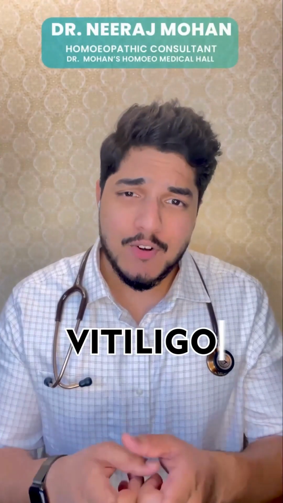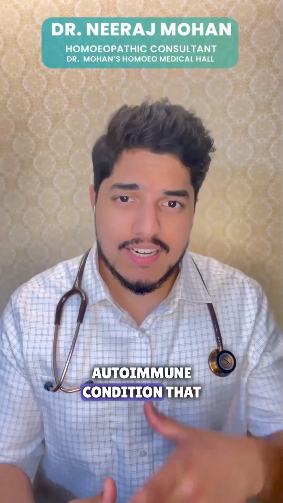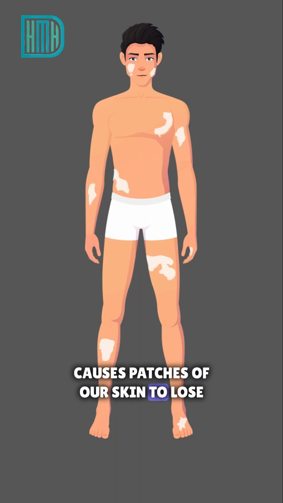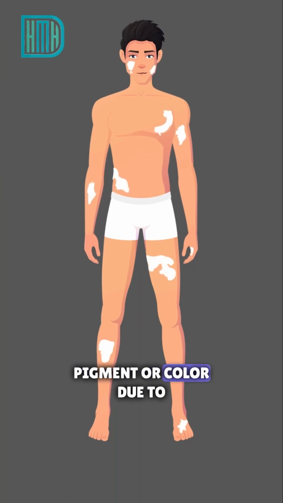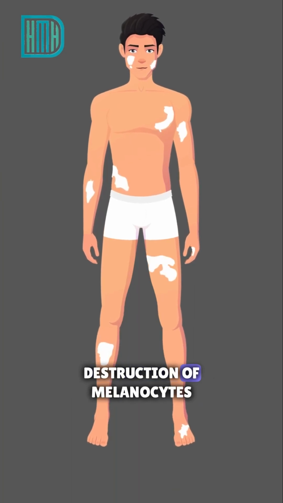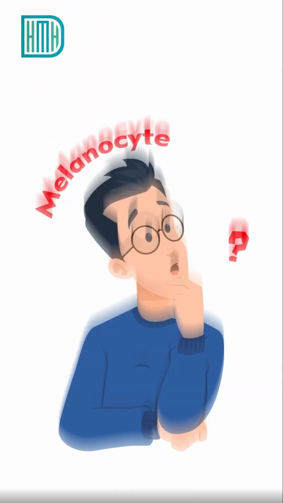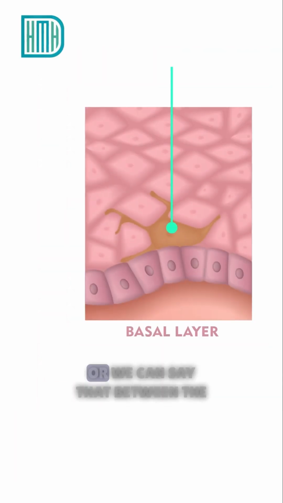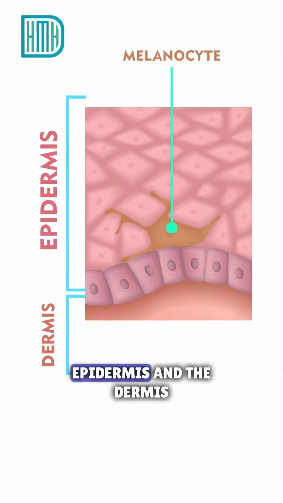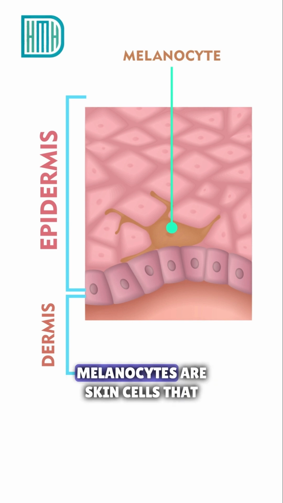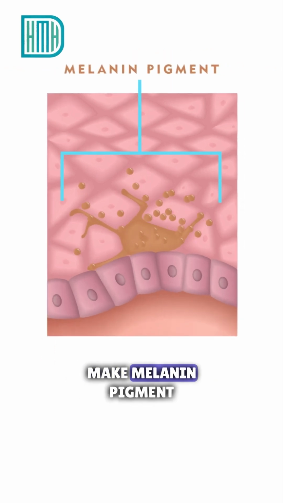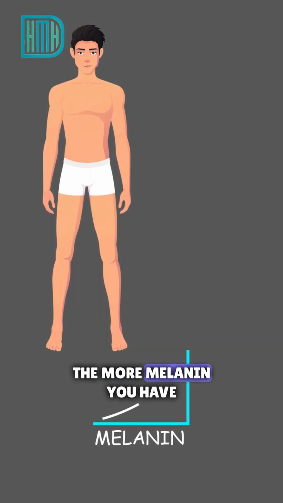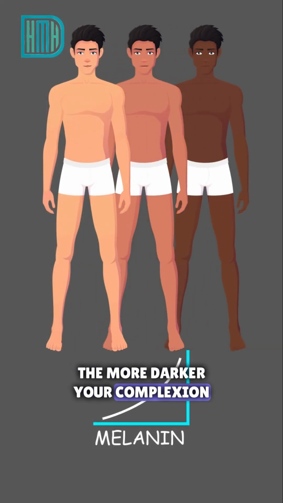Vitiligo. Vitiligo is a chronic autoimmune condition that causes patches of our skin to lose pigment or color due to destruction of melanocytes. Now, what is a melanocyte? Melanocytes are situated in the basal layer of the epidermis, or we can say between the epidermis and the dermis. Melanocytes are skin cells that make melanin pigment. The more melanin you have, the darker your complexion is.